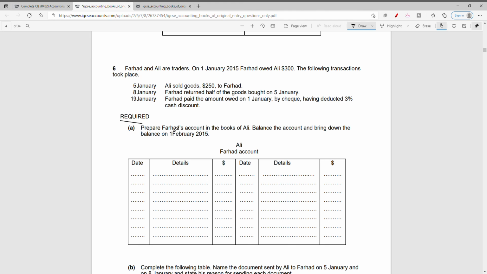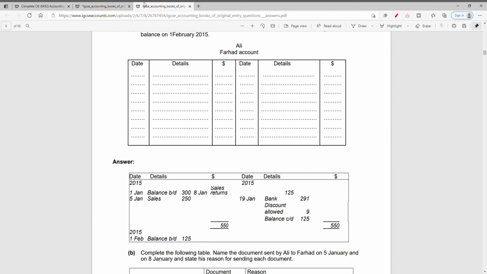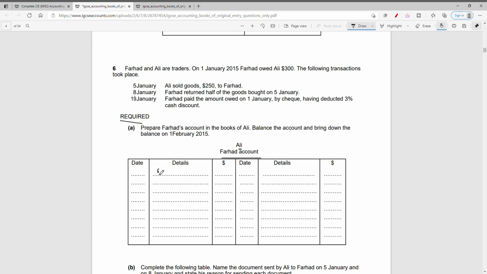So prepare Farhad's account in the books of Ali, balance the account, and bring down the balance on 1st February 2015. Okay, so because we're doing it in Farhad's account, it said Farhad and Ali are traders, and Farhad owed Ali $300. Ali is here, we are preparing for Ali, and so Farhad owed Ali. So therefore, that means that we are receiving money. Ali is going to receive the money, right? So therefore, I would do balance brought down.